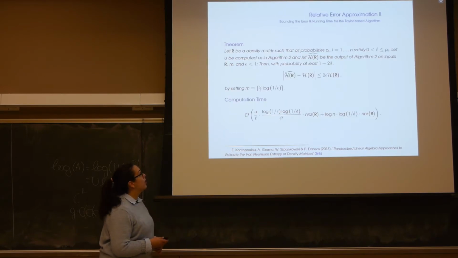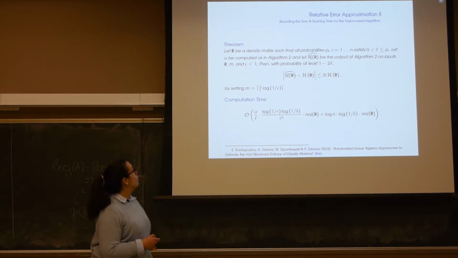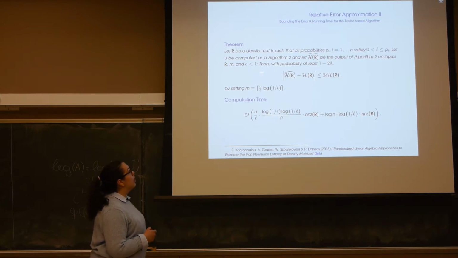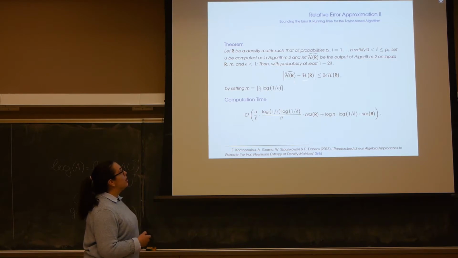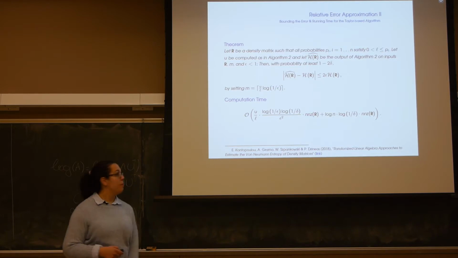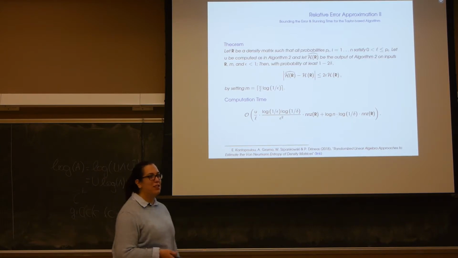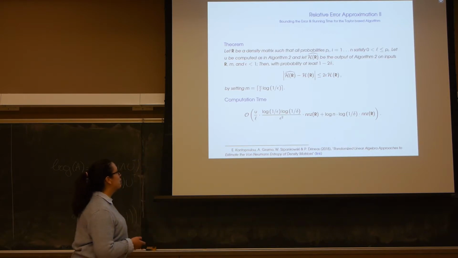Okay. And then we derive our theorem, which says that if I have R, the density matrix with probabilities Pi, then I will use algorithm 2 to find the von Neumann entropy, and with probability at least 1 minus delta, I will have an approximation that has a relative error of 2 times the accuracy parameter. And again, I derive a value for m, and the computation time is this ugly thing, which is again less than n cube in most circumstances.